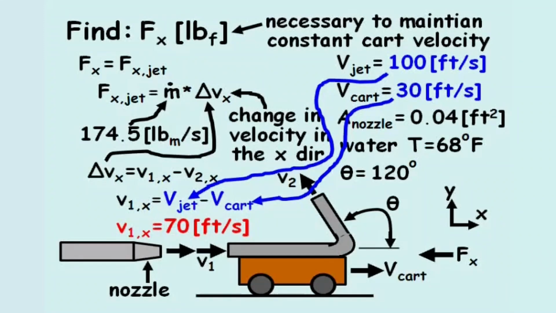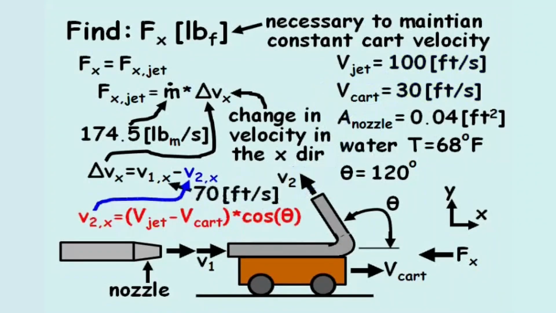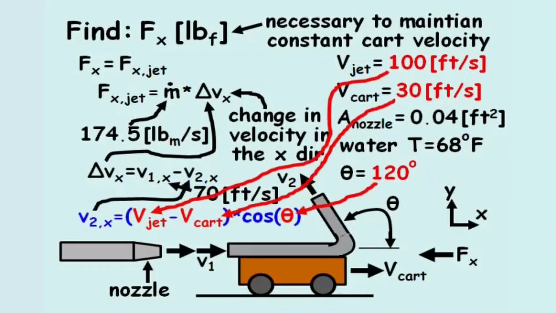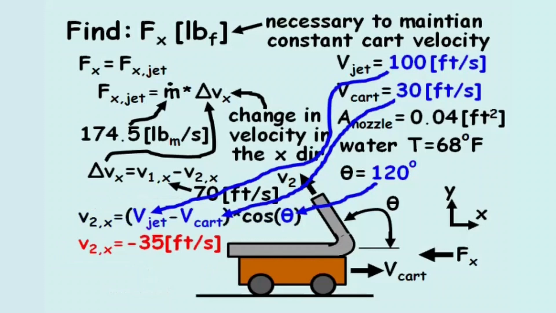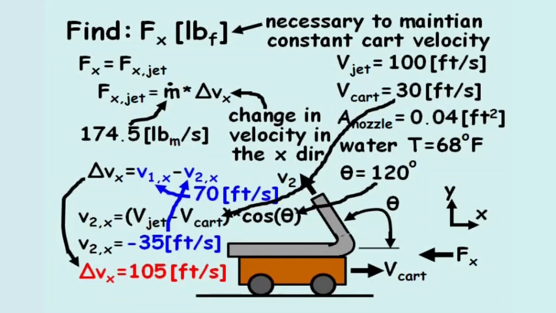Similarly, velocity 2 in the x direction equals the velocity of the jet minus the velocity of the cart times the cosine of angle theta. After plugging in the appropriate variables, v2x equals negative 35 feet per second. This makes delta V in the x direction equal to 105 feet per second.